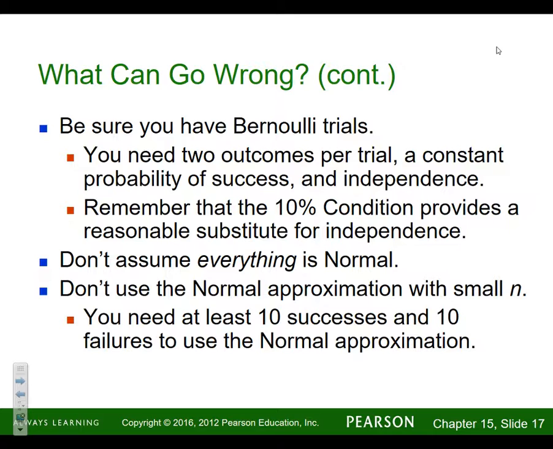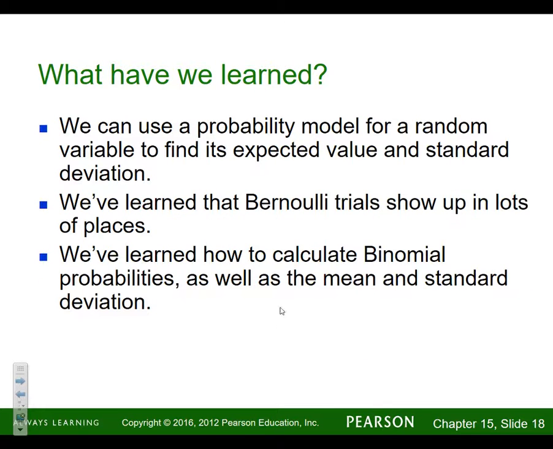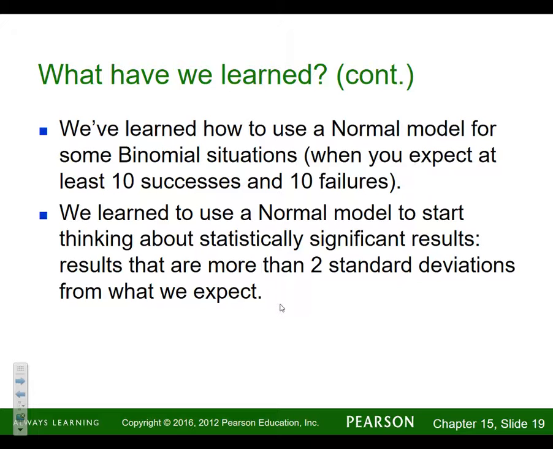Because we're working in a textbook, a lot of stuff turns out to be nice, and math isn't always nice. So don't assume that every problem you work with is going to be a normal distribution. Make sure that you use the at least 10 successes and 10 failures rule to check for that. And of course, here's what we've learned. You guys can go look at the video for that. And we're done.